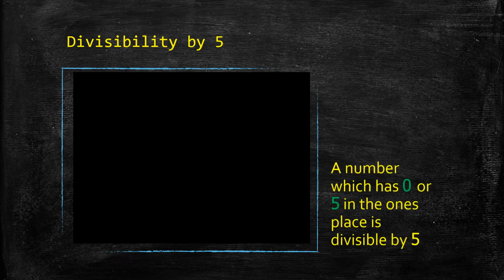Divisibility by 5. This is very easy. You should only look at the digit in the ones place. It should either be 0 or 5. Then it will be divisible by 5. Otherwise, no. Let's see with some examples.